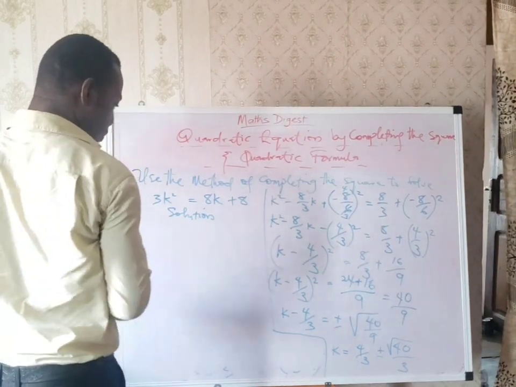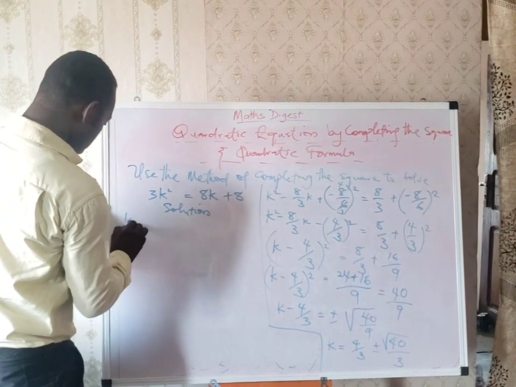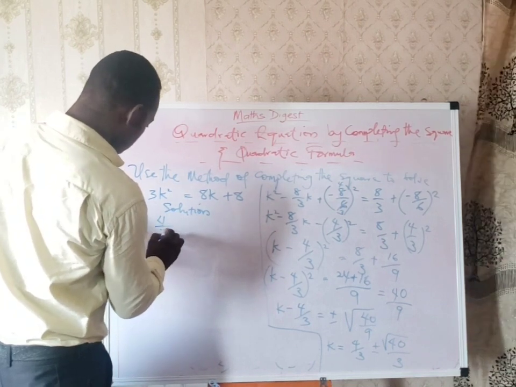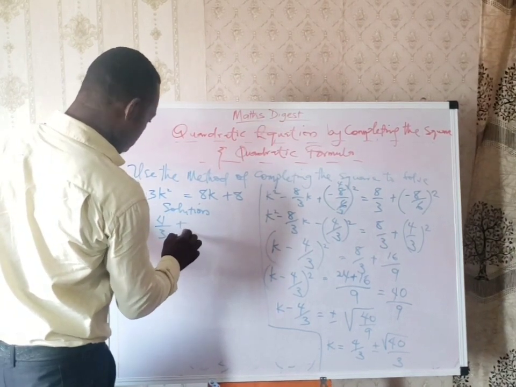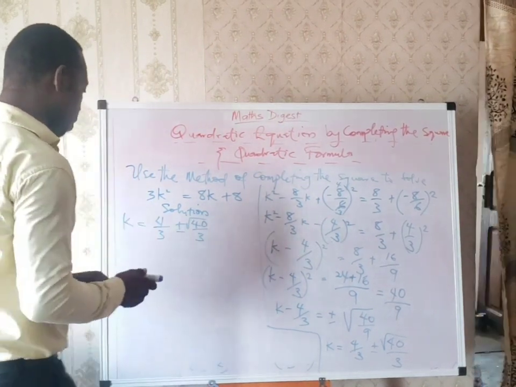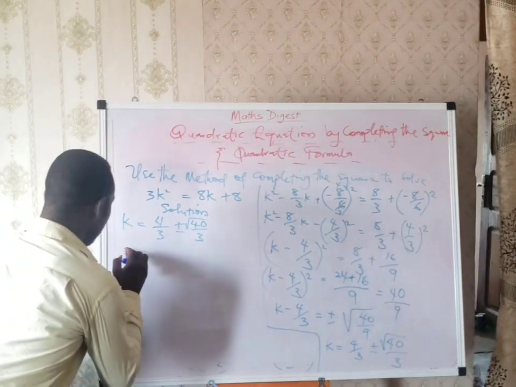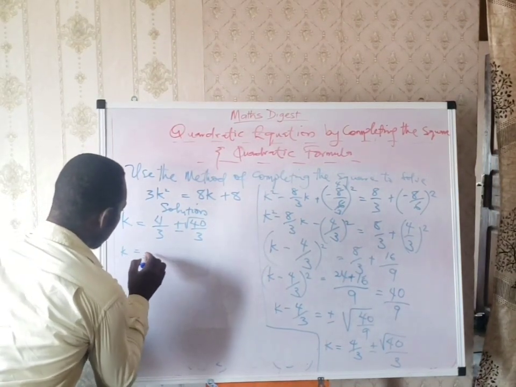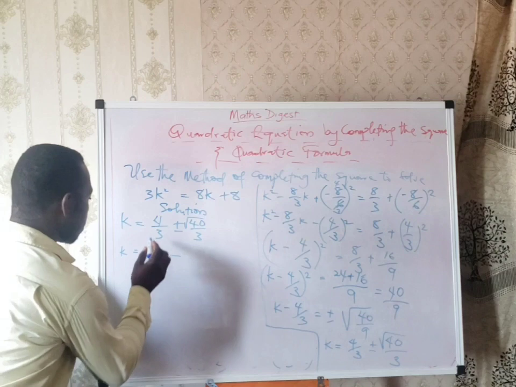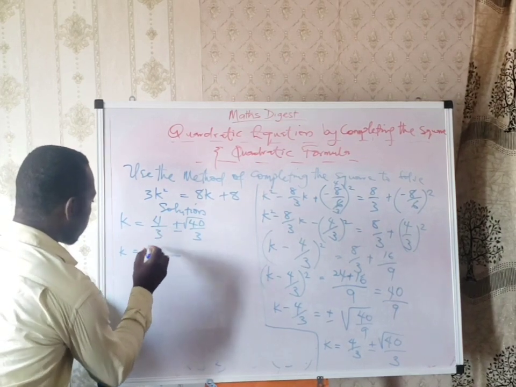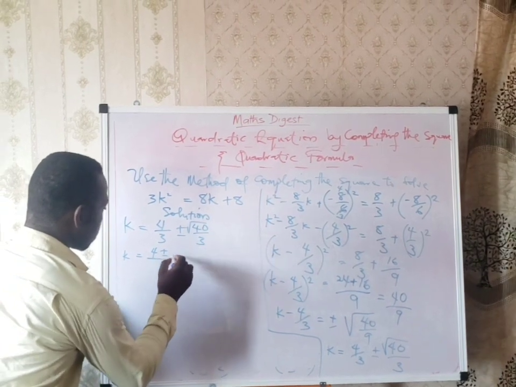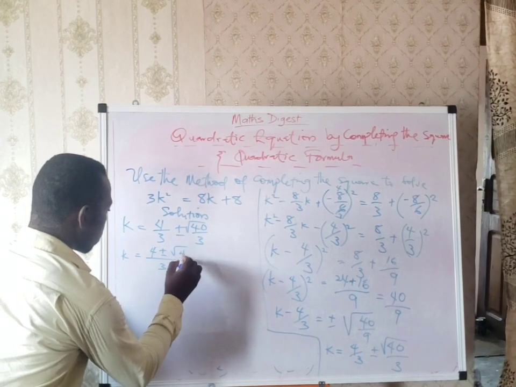Okay, k is now equal to 4 over 3 plus or minus root 40 over 3. Okay, now from here we say k is equal to, with 3 as the LCM, 3 into 3 is 1 times 4 is 4, plus or minus 3 into this one times root 40, which still gives us root 40.